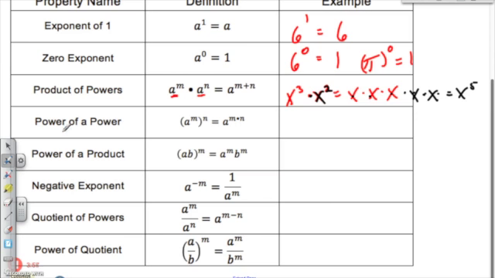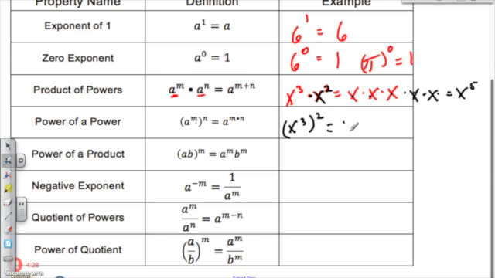Okay, something that's a little bit harder for me to show you is the power of a power. This is where instead of just multiplying 2, you actually have an exponent term that's being raised to another exponent. So in an actual problem, it would look something like this. You might have x to the 3rd power and it's being raised to the 2nd power. Well, if I try to start expanding that, I'm going to first deal with the fact that this x to the 3rd power is being squared.